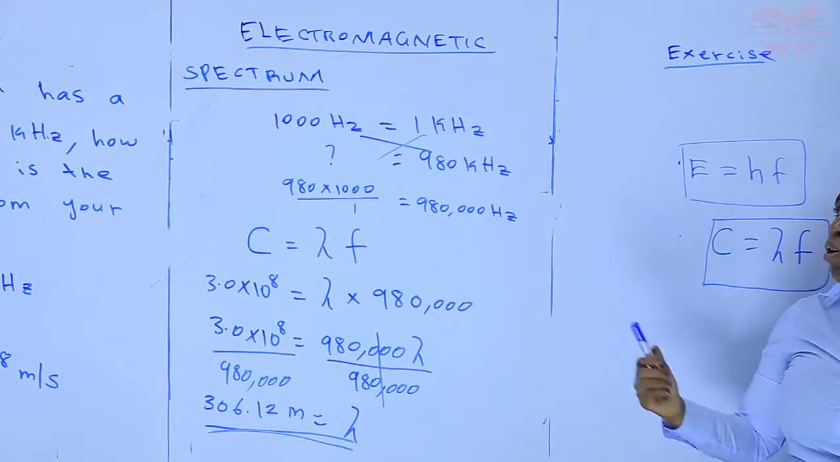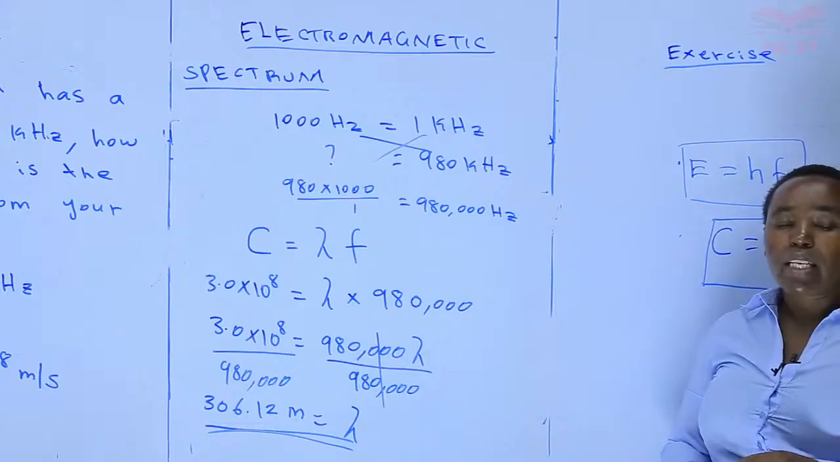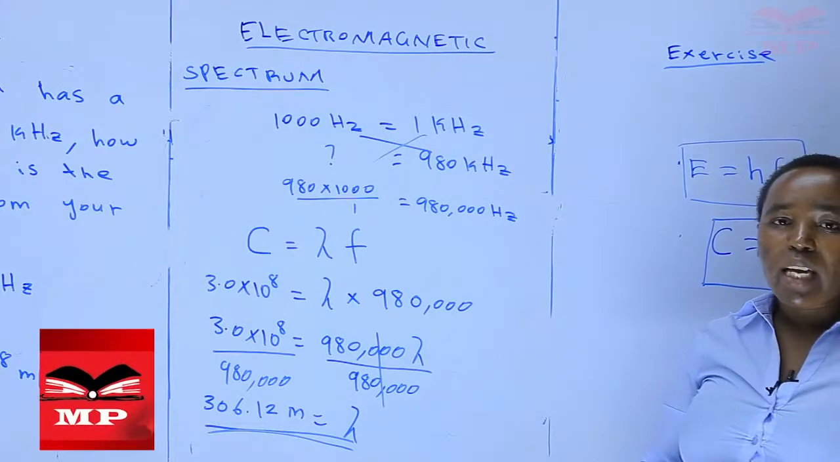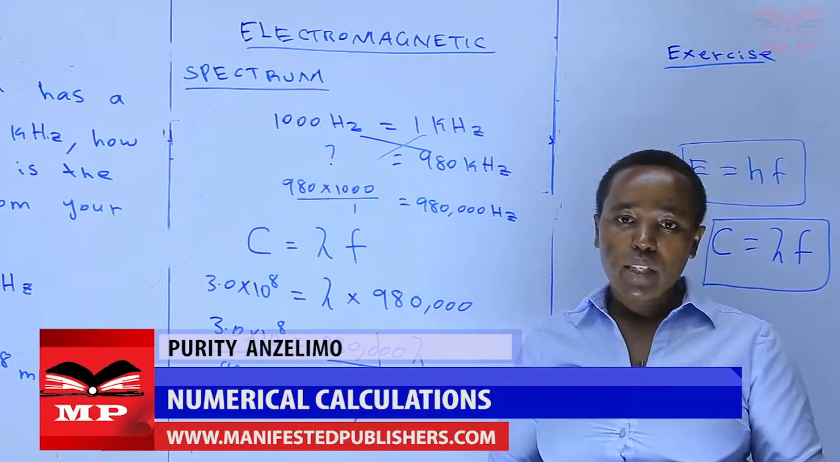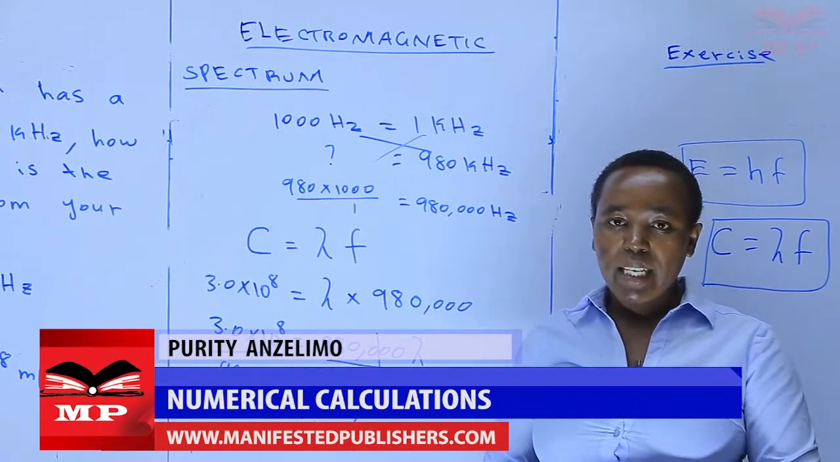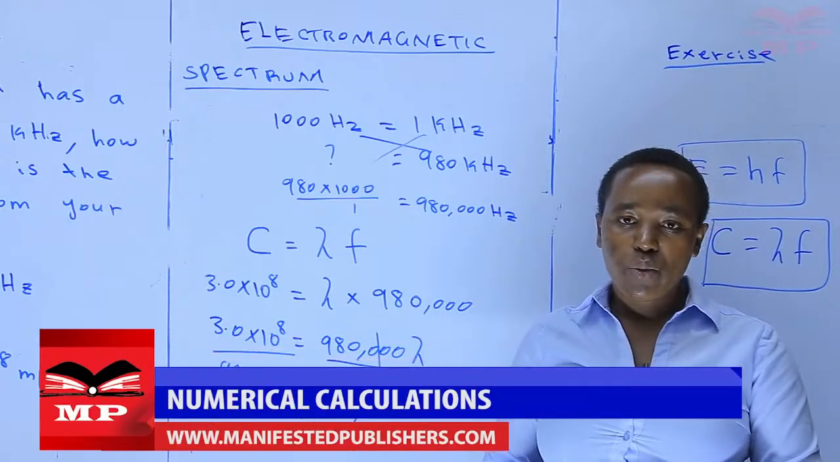Since we have covered that, during the next lesson we'll be looking at these electromagnetic waves. How are they produced? How are they detected? And what are their uses?